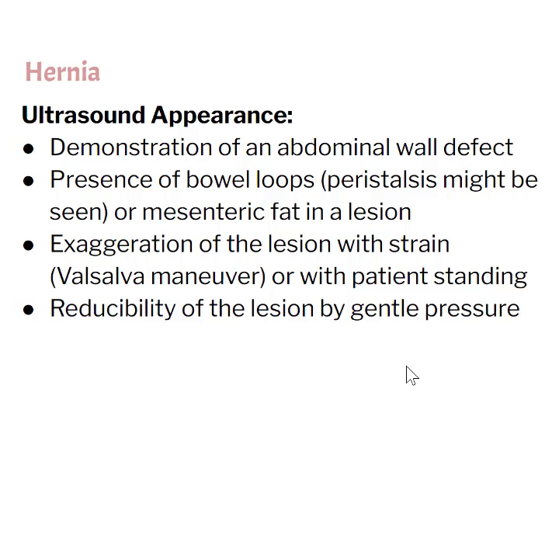Another thing that you're going to want to do is exaggerate the hernia to prove that it is indeed a hernia. The way that we exaggerate the hernia is to have the patient strain. And there are two ways that we can do that. The most common way that we should always do with all of our hernia checks is to have the patient perform a Valsalva maneuver. Now, there are a couple ways to explain a Valsalva maneuver to your patient. You will find the best way that works for you.